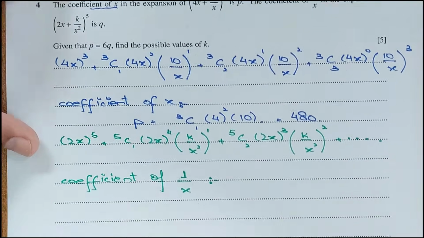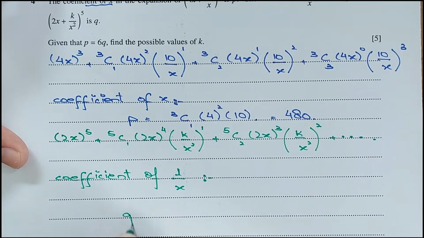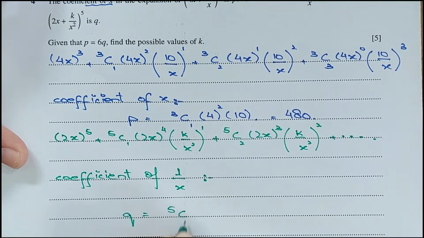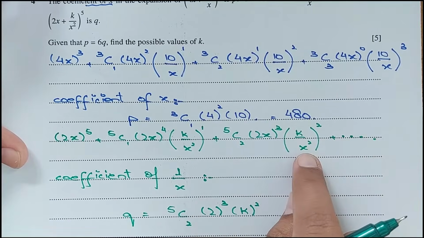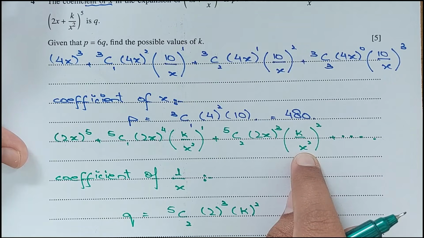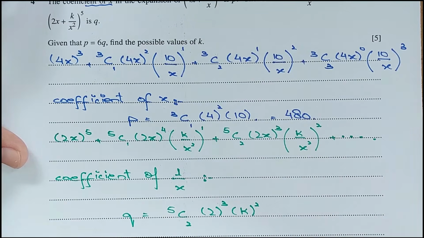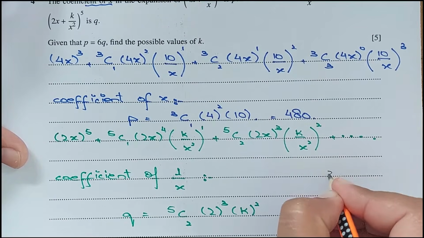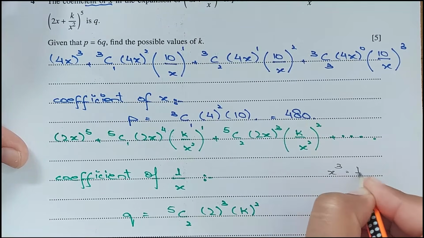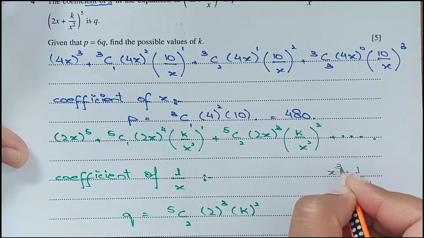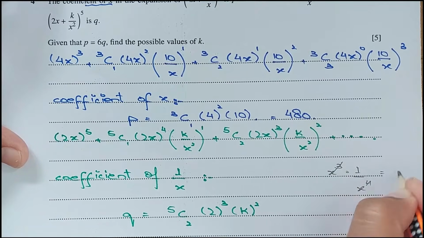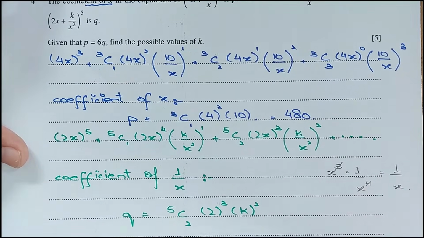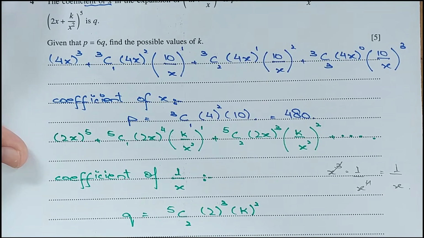Coefficient of 1 over x is q here. So what is q? Q would be 5C2 times 2 cubed and k squared, because x squared is x^4 in the denominator, so we have 1 over x^4 here. So we have x cubed and 1 over x^4. So the cube and this 4 cancel, and we are left with 1 over x. Yes.